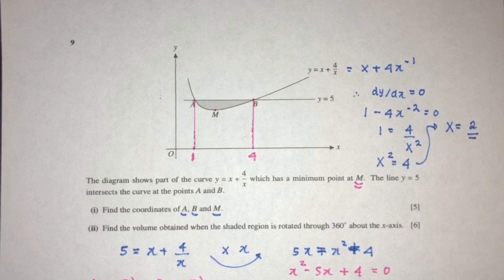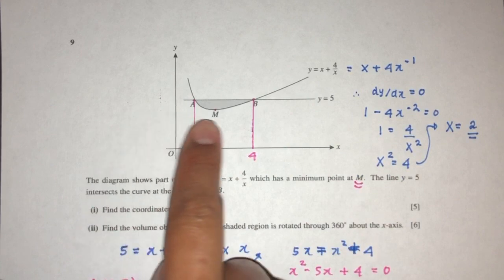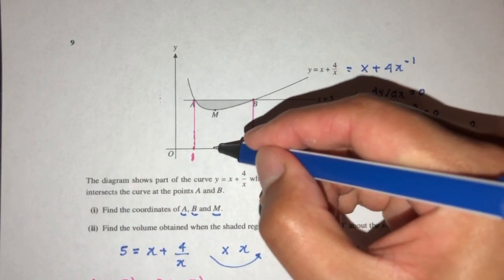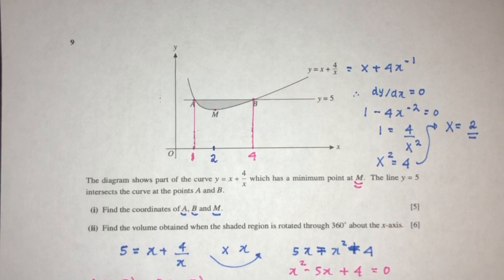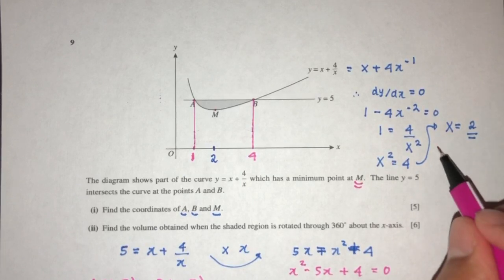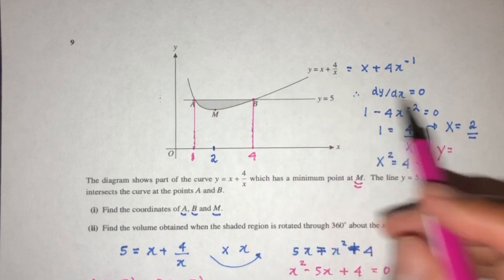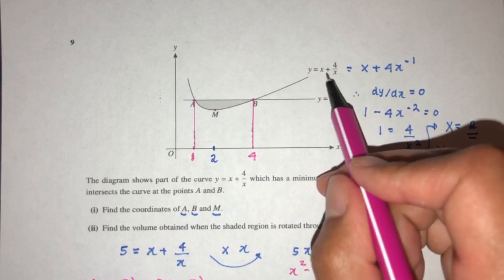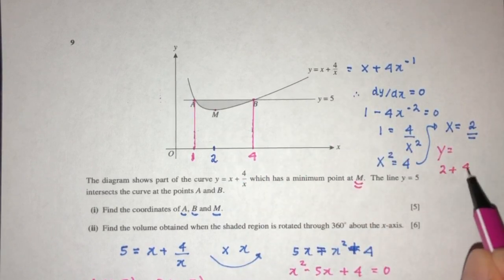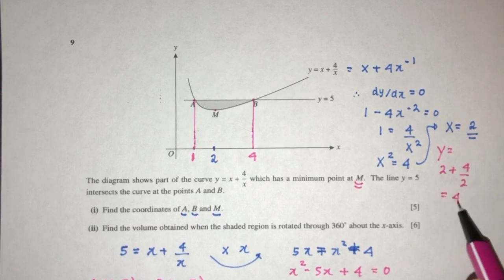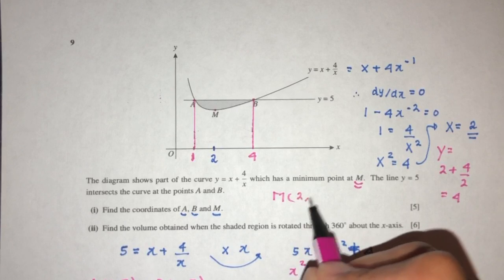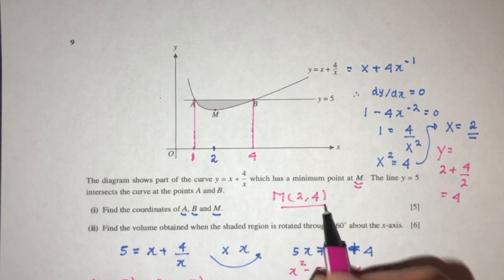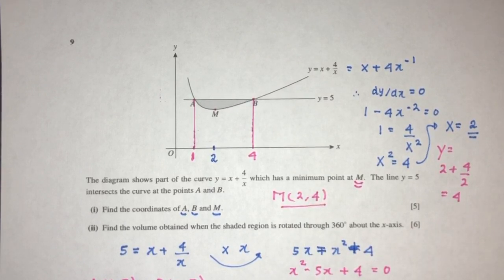Obviously, you will not take negative 2, because you can see here, it is on the positive side, right? It can only be 2 here. It cannot be negative 2, obviously, right? Now, what is the y value? Replace back in the equation of your curve, x is 2, so 2 plus 4 over 2, that should be 4. So the point M is (2, 4). That is part 1 of your question.